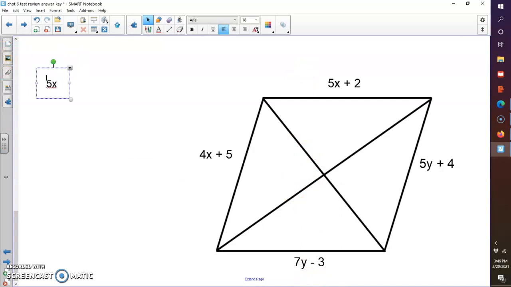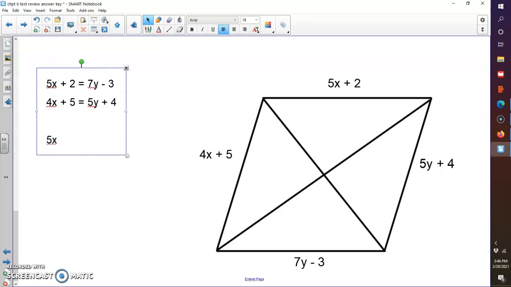Okay, we have 5x plus 2 equals 7y minus 3. And I have 4x plus 5 equals 5y plus 4. I'm going to get x's and y's on one side and the numbers on the other. So I rewrite this as 5x minus 7y equals a negative 5. And then on this side, I get 4x minus 5y equals a negative 1.